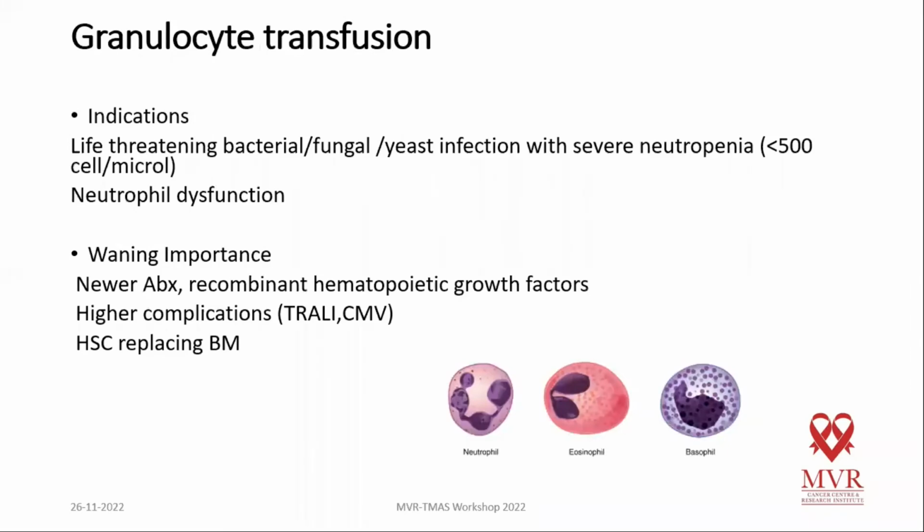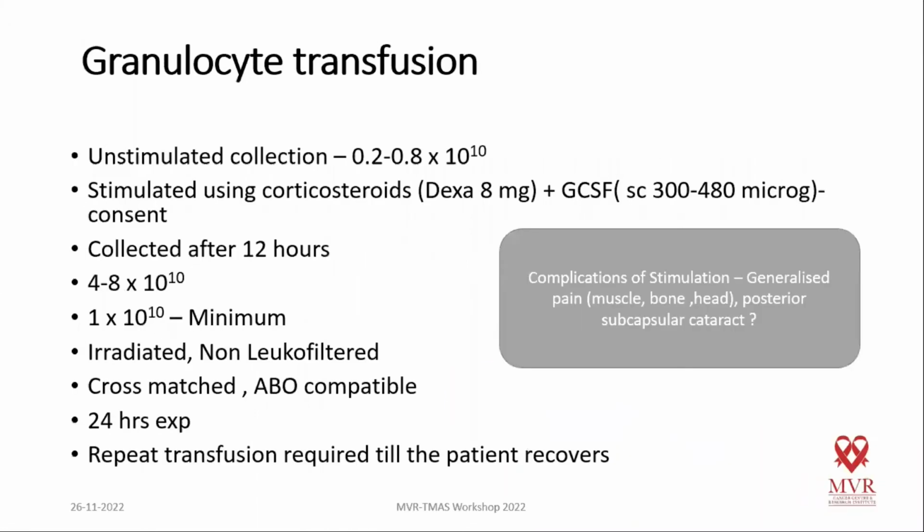Granulocyte transfusion again can be done for life-threatening bacterial, fungal, and yeast infections, and neutrophil dysfunctions. It has waning importance because of antibiotics, recombinant hematopoietic growth factors, and higher complications due to this transfusion. HSC transplantation is replacing it, like bone marrow transplantation. Actually, we issued a few units for outside hospitals. For our own hospitals, I don't remember issuing any granulocyte transfusions.